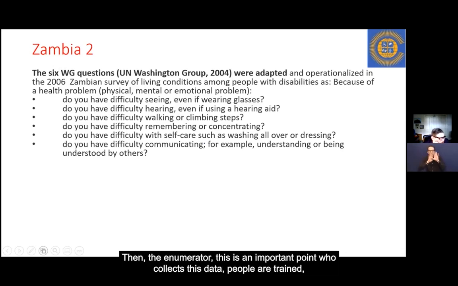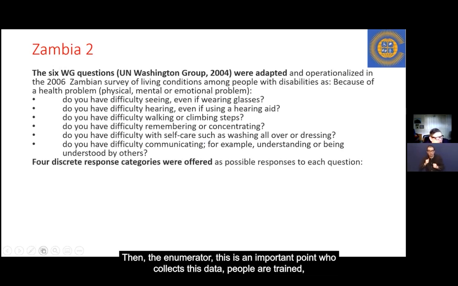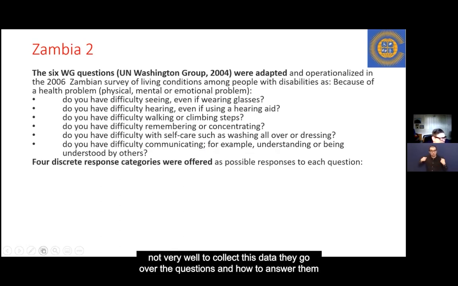And then the enumerator, and this is an important point, who collects this data? People are trained, not very well, to collect this data. They go over the questions and how to answer them and are told not to introduce bias or put people off. So if you pulled a face and said, is there anyone who has a health problem, and scowled, then you'd get less of a result.